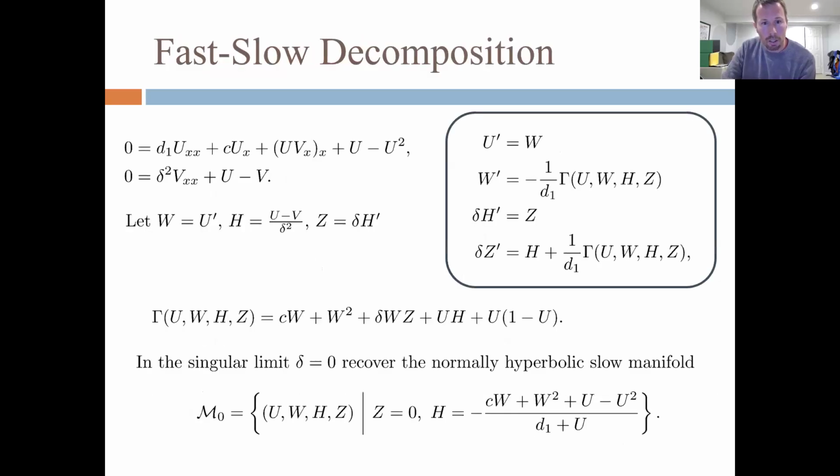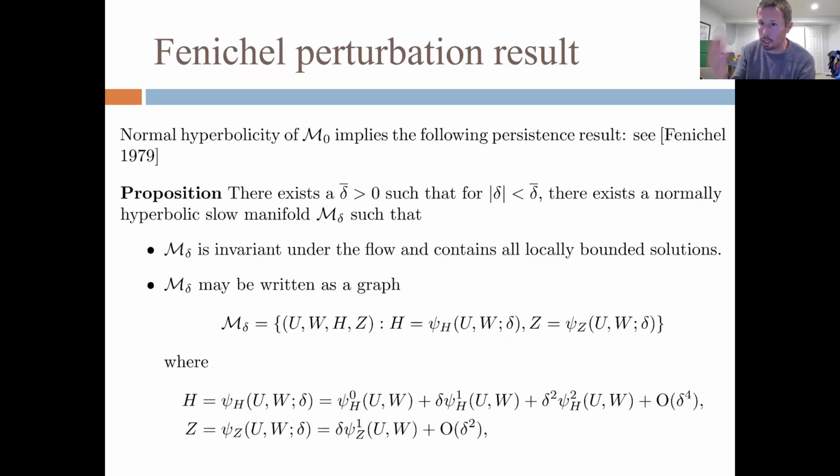Okay. So what you do here is Scheel gives you basically the tools by which to do this, right? So when delta is equal to 0, you have this normally hyperbolic slow manifold. It will perturb smoothly in delta. So that's Scheel's main result, right? That for delta sufficiently small, this manifold perturbs smoothly into a new manifold M delta. This is invariant under the flow, and it contains all of your bounded solutions. Moreover, you can write this as a graph with expansions in delta, okay? So that is our reduction.